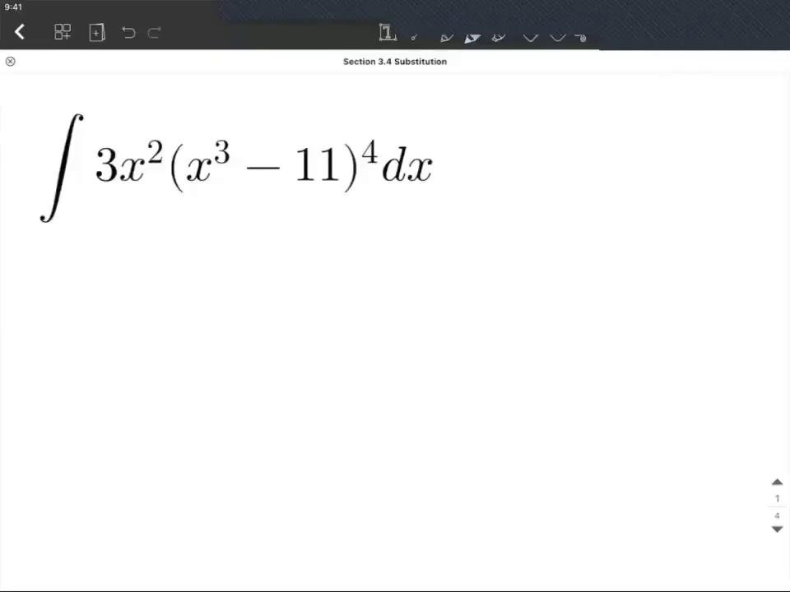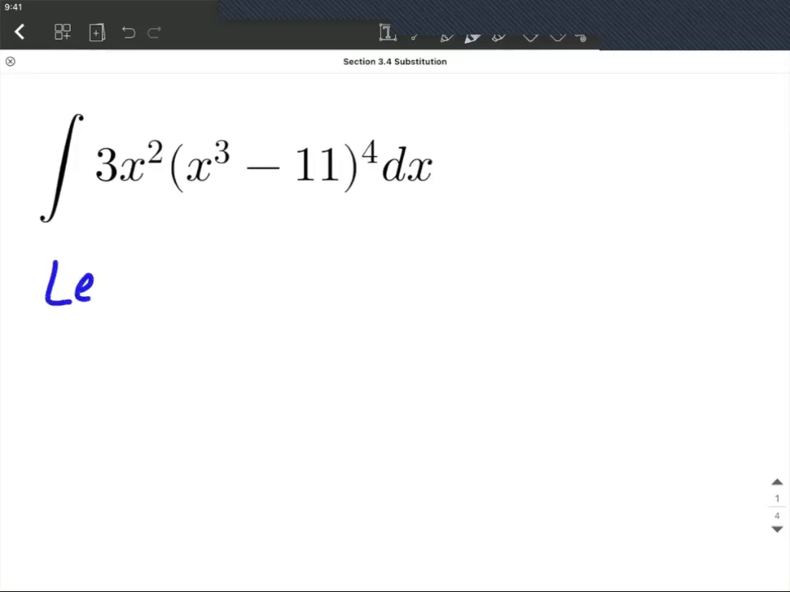Okay, let's go ahead and try to integrate this. Now it's a pretty complicated looking function in the integrand there. We don't want to spend the time to multiply out 4 copies of x cubed minus 11. So what I'm going to suggest on this one is I think we're going to have to utilize U-substitution.